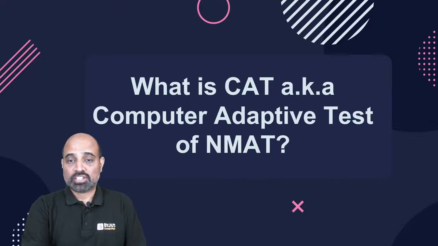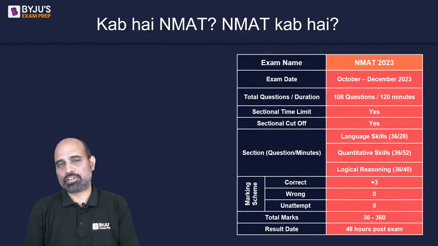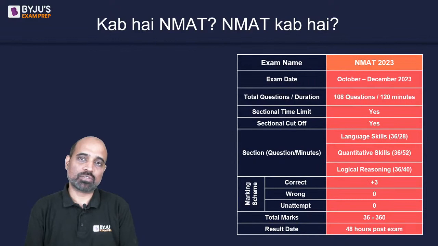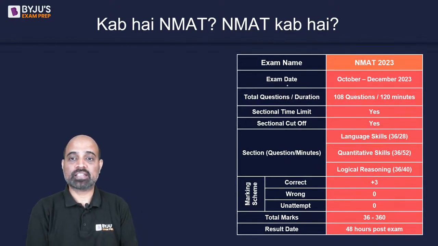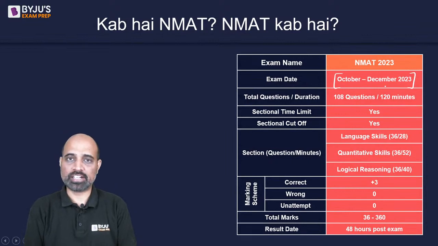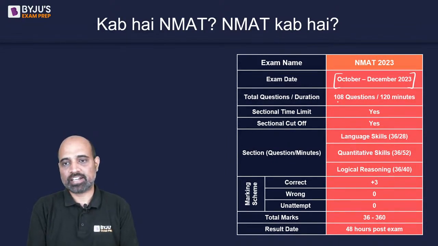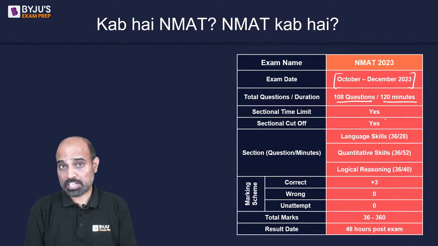Okay. So first of all, when are we going to have the NMAT exam, and what will be the pattern of this? The NMAT exam is supposed to happen in the month of October to December. Okay, it's almost 6 to 7 weeks that the exam continues, at most 8 weeks. And the total number of questions is 108. This is fixed. The duration is 120 minutes. This is also fixed. You do have a sectional time limit, and you do have sectional cutoffs.